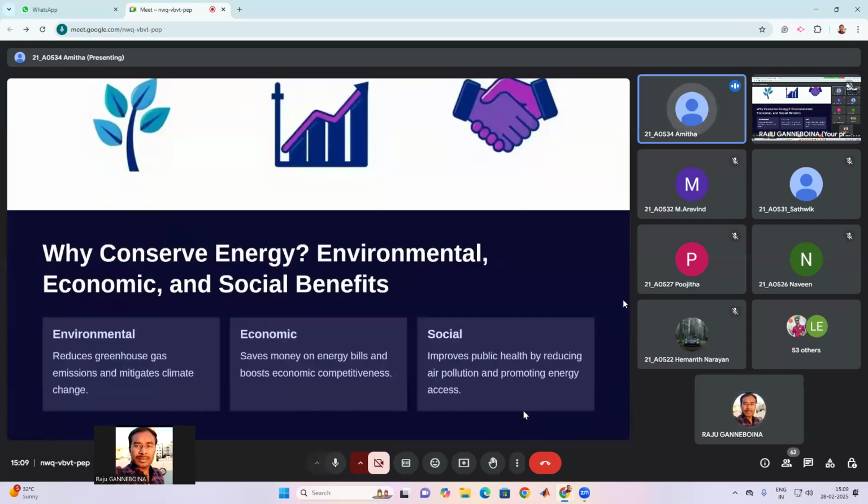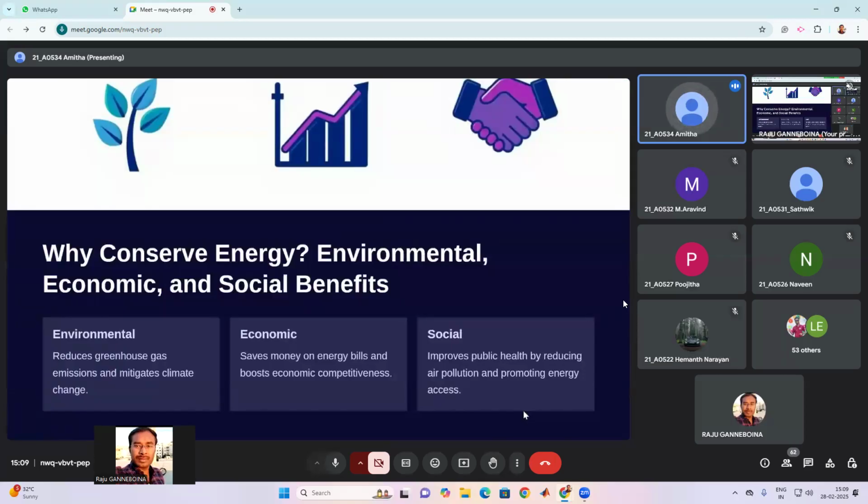And we also have economic benefits. Energy conservation lowers the electricity and fuel costs for households and businesses. Therefore, we can save money on energy bills and also boost our economic competitiveness.